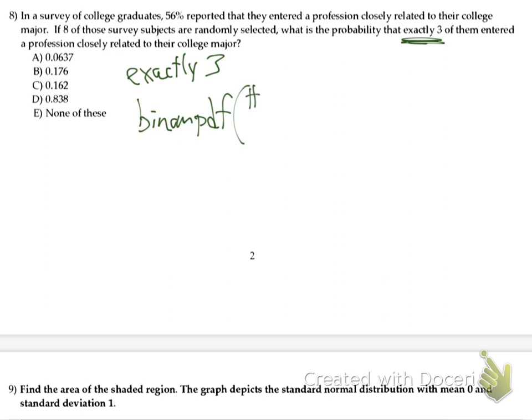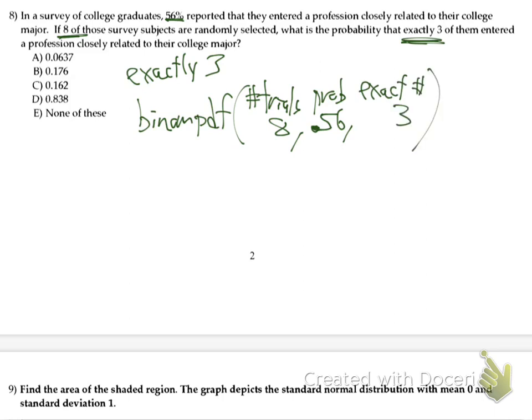And then we go number of trials. How many trials? 8. We surveyed 8 people, huh? 8, probability 56%, and the exact number 3. Hit the buttons on your calculator, and it comes out 0.162. Yeah, so that one's the easy one, right? Pretty easy.